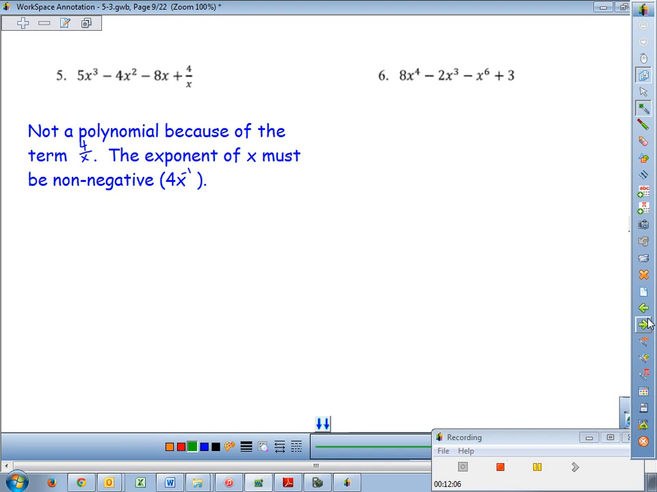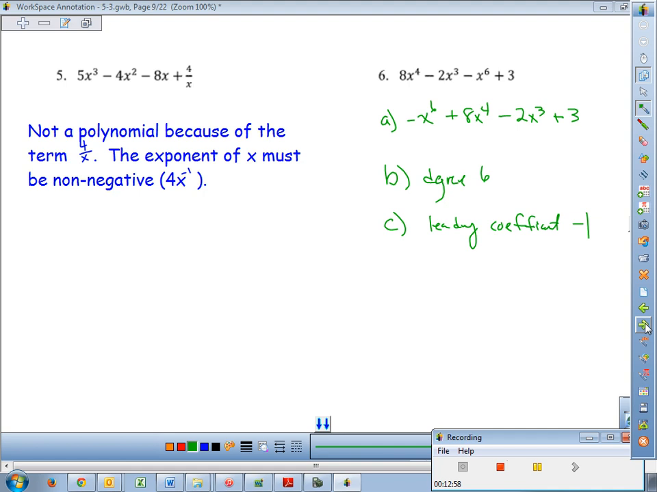The exponent of x must be non-negative. And then in parentheses, I just kind of tell you, the reader, that that's really 4x to the -1. Like that 4 over x is the same thing as 4x to the -1. So it's not a polynomial because of the term 4 over x. The exponent of x must be non-negative. Then you can do 6 on your own. You can pause the video, give 6 a try.